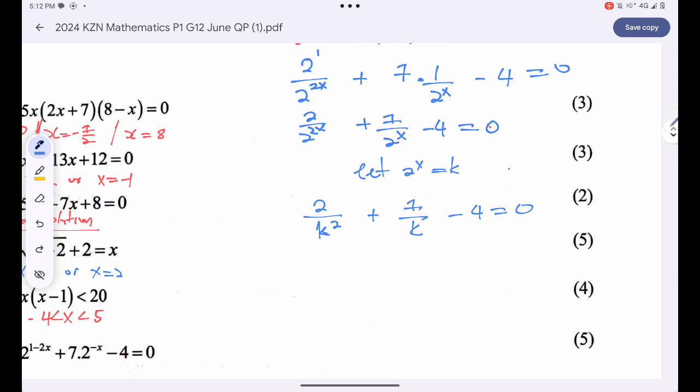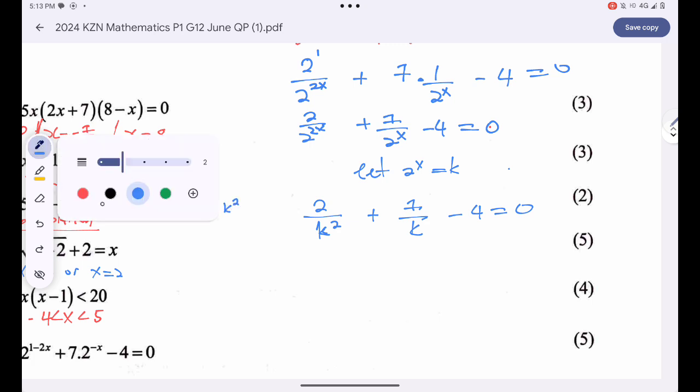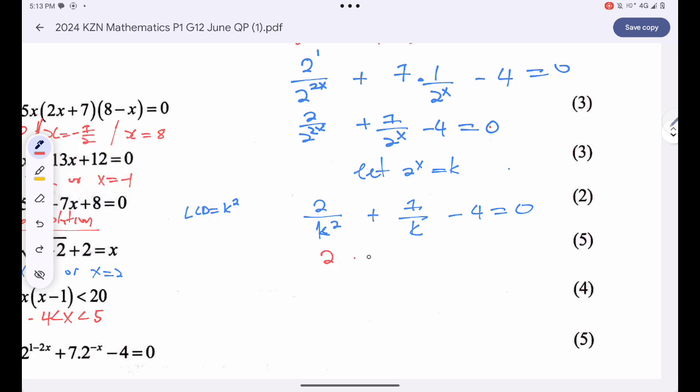Therefore, for me to remove these fractions, I must multiply each and every term by the LCD. My LCD is just equal to k squared. Are you together? So whenever I multiply each and every term by k squared, I'll be left with 2 plus 7k minus 4k squared is equal to 0. And then now I can divide everything by negative 1. I'll simply have positive 4k squared minus 7k minus 2 is equal to 0.